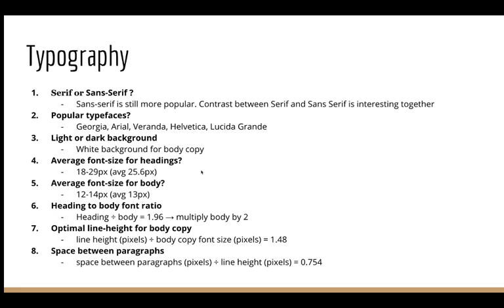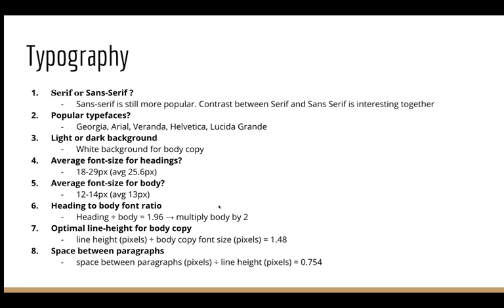Average font size for headings is between 18 to 29 pixels, which is an average of 25.6 pixels. And an average font size for your body is between 12 and 14. You don't want to go smaller than 12, for sure. There are some cases where you will go smaller, like hints or small areas where you'll need smaller text. But it's a good rule of thumb: between 12 and 14.